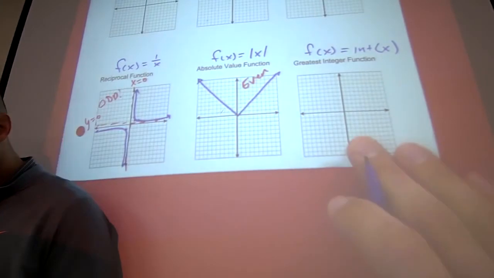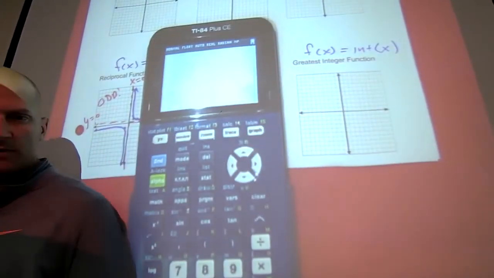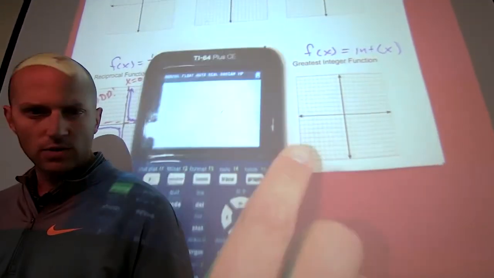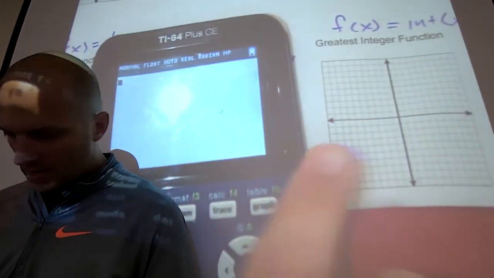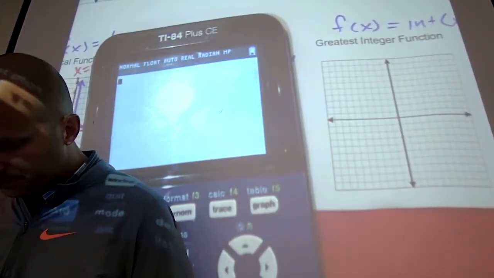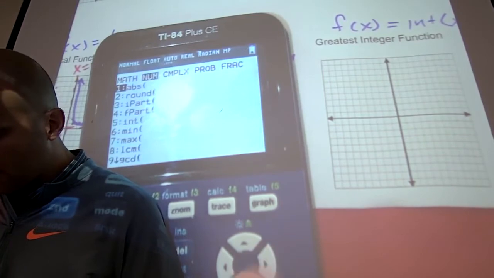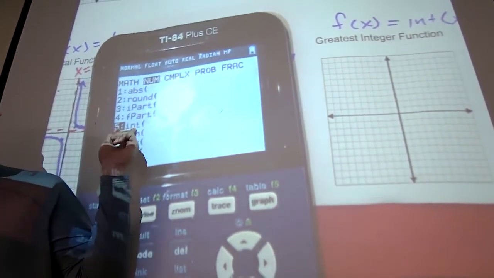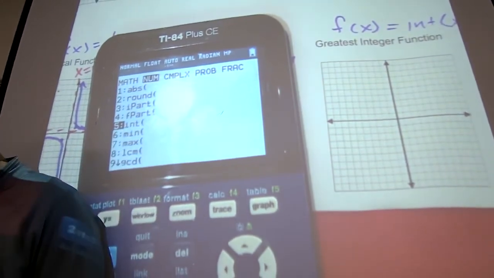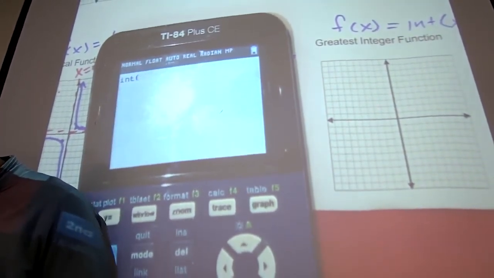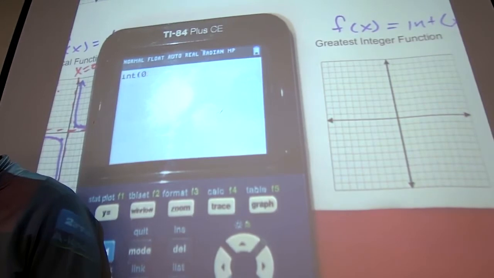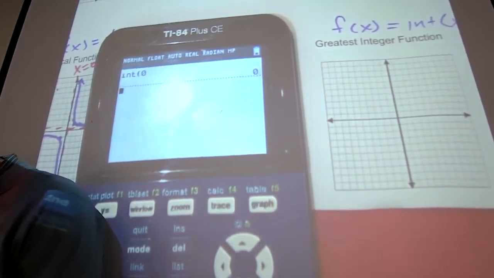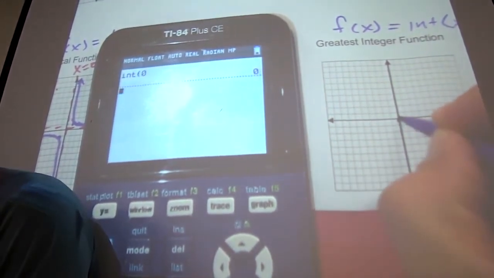Okay, so where do I find that in the calculator? It's always helpful to kind of see that. Let me zoom in a touch so you can see. Okay, if you go to the math menu, go over to number and toggle down or press number 5. It's number 5, the greatest integer, int. Okay, so if I plug in 0, I get 0. So 0, 0 is part of the graph.